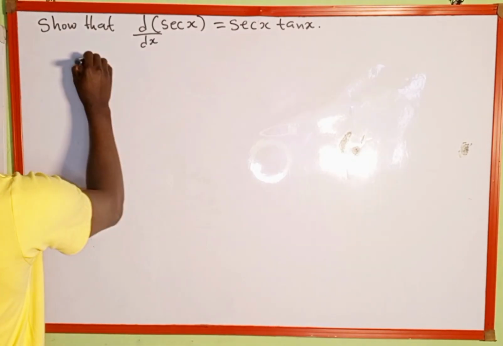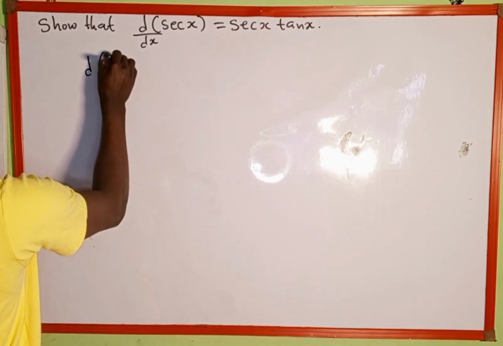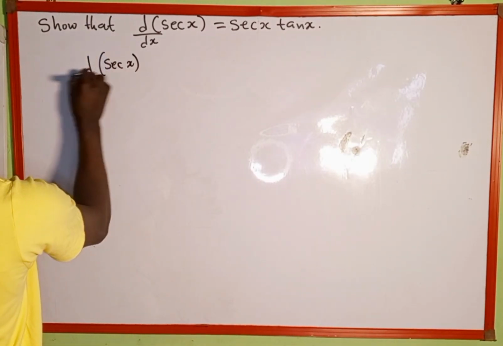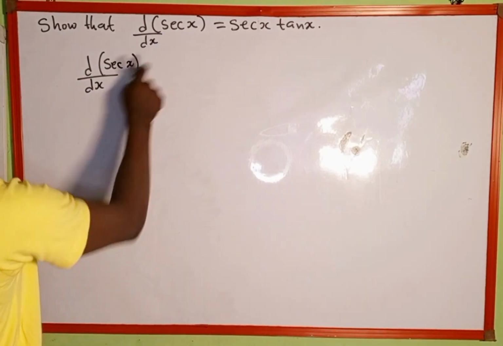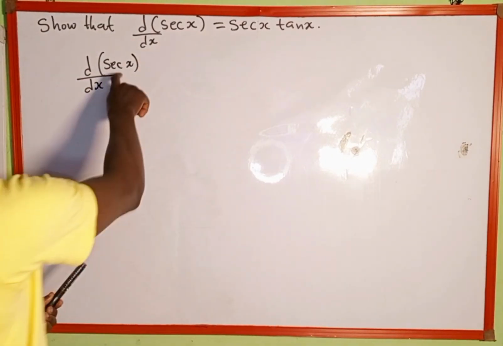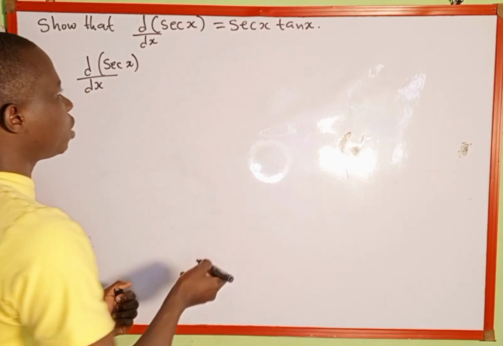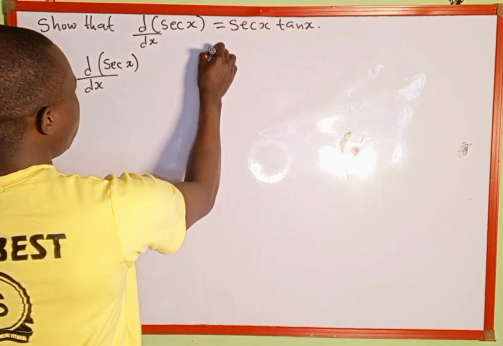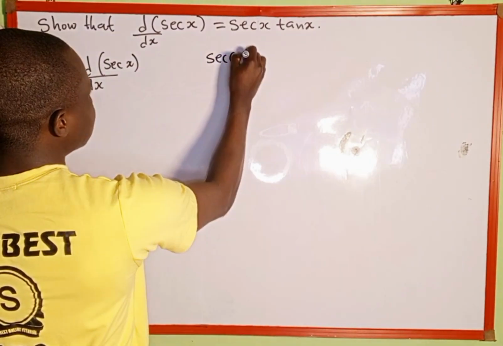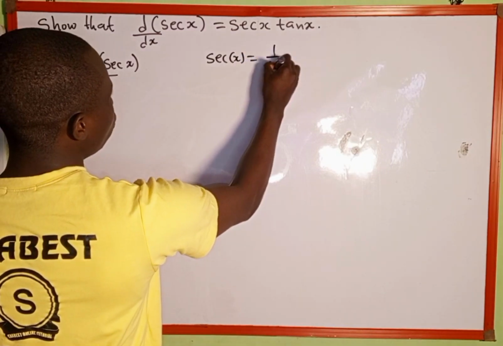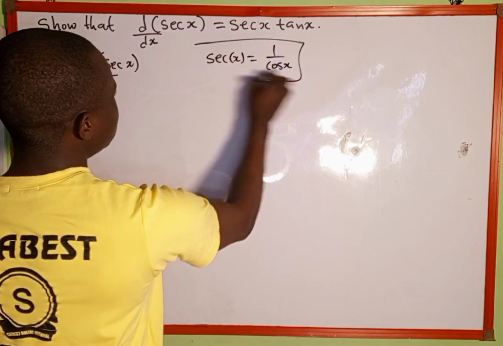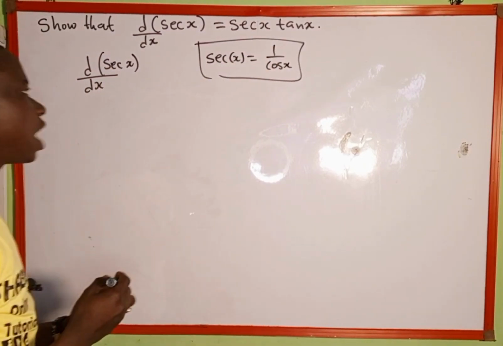So from the left hand side, we have the derivative of secant x with respect to x. Now we're going to show that this is equal to the right hand side. The first thing we're going to recall is a trigonometry identity: secant x is the same as 1 all over cos x. So this is equivalent from the trigonometry identity.